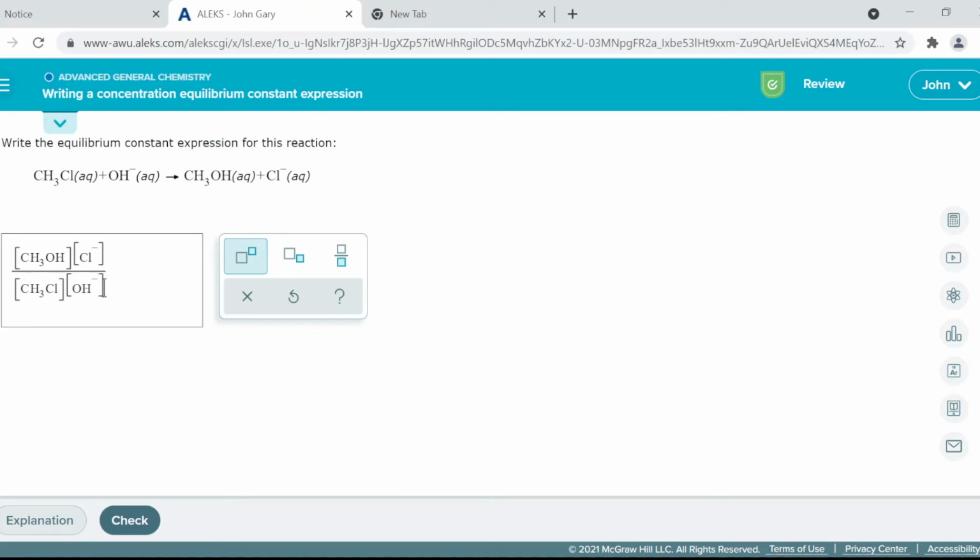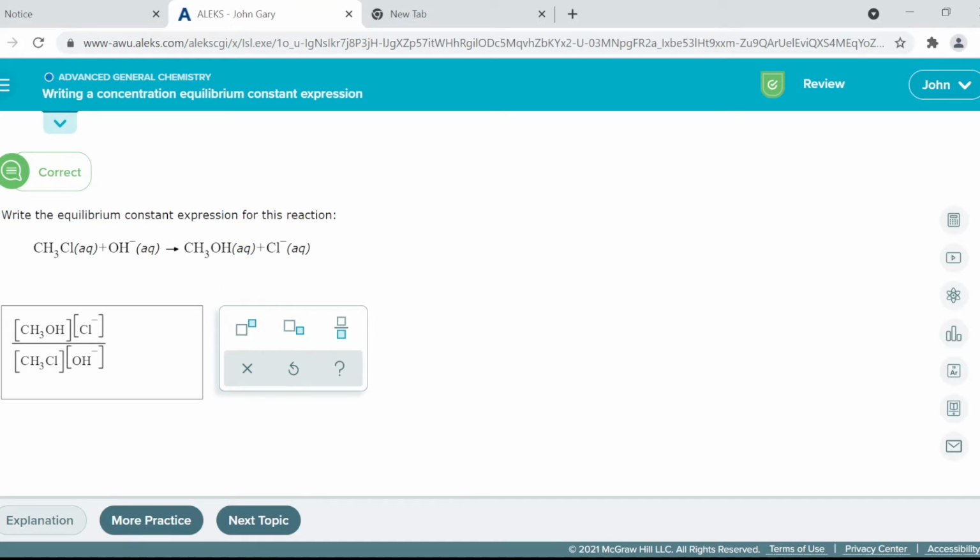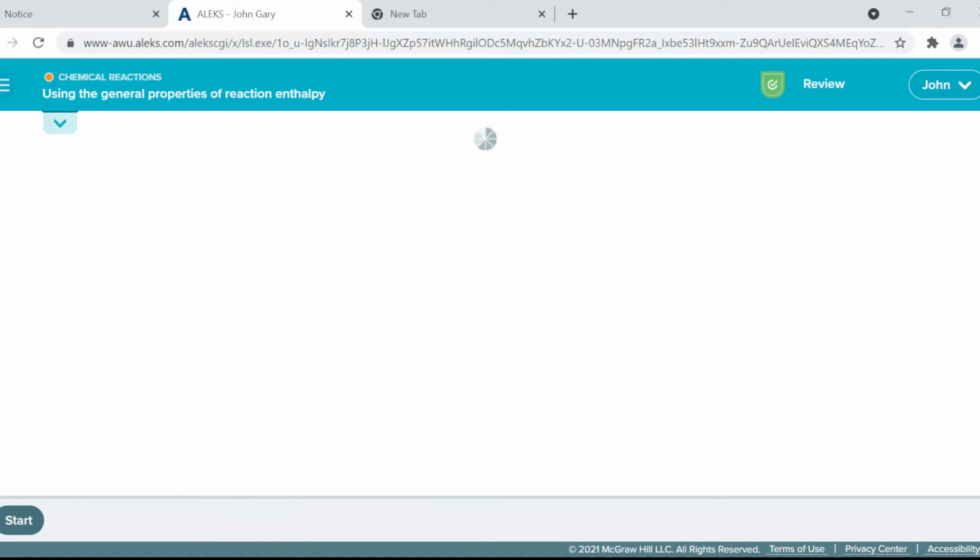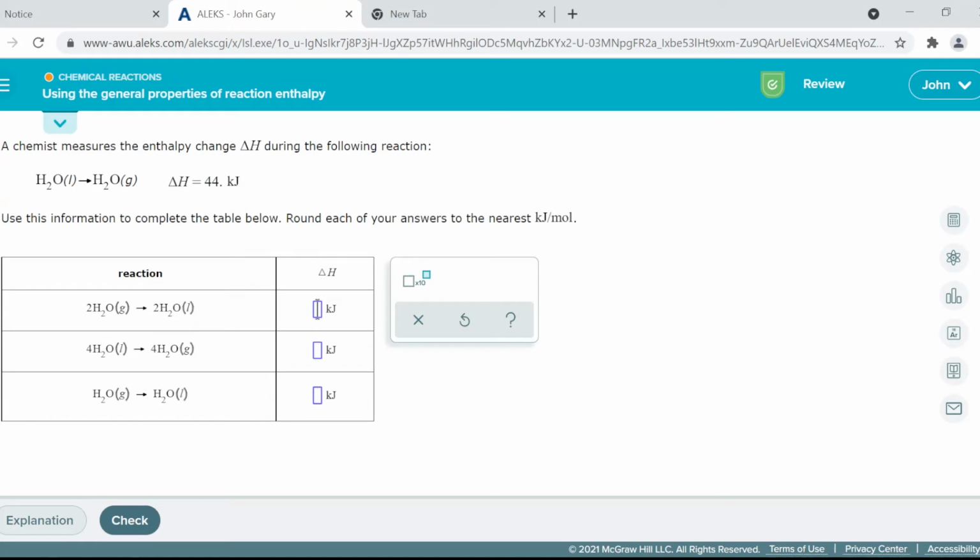And this looks like the expression that I think I need. Alright, so that's just products over reactants. If it has a mole value like 2 or something, you need to turn it into an exponent. I'm sure they have some examples of that in the book, so I'm not going to spend too much time on that. Let's go to the next one.